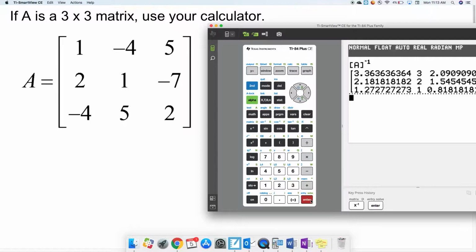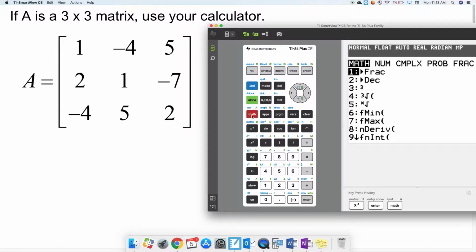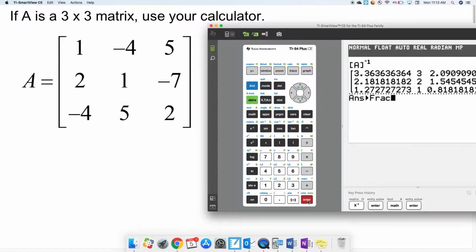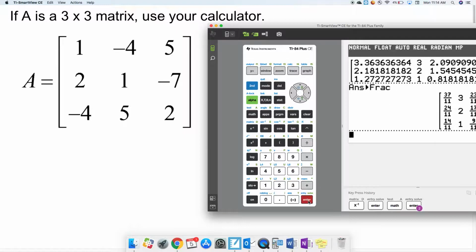Now, did you also get some decimals? Okay. So, some of you already know about how to turn decimals into fractions on the calculator. Some of you may not have known that this was an option, but it is. If you get decimals in your inverse and you don't want them, then just hit math. And the first thing in the math menu is frac. So just hit enter. And if you have the answer there saying, do you want me to put your previous answer in as a fraction? Yes, please. And then I get these nice over 11s. Okay, so we'll do it for all of my entries.